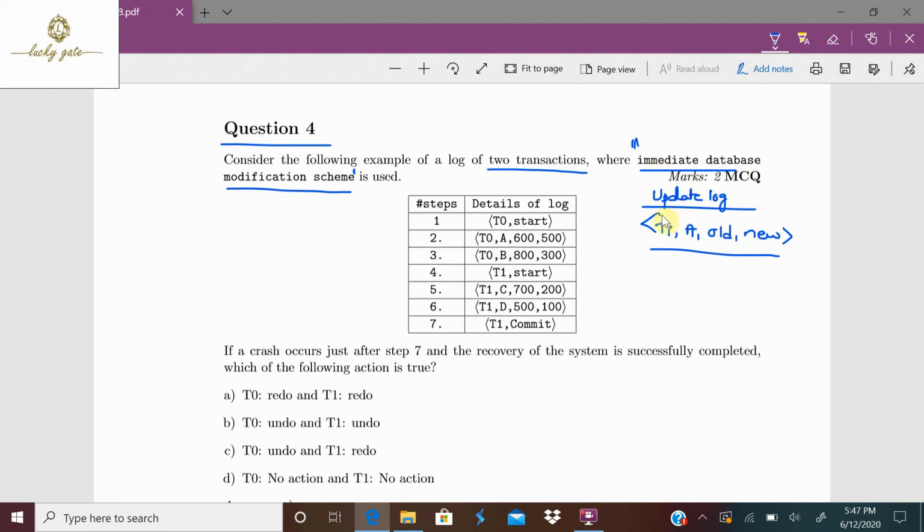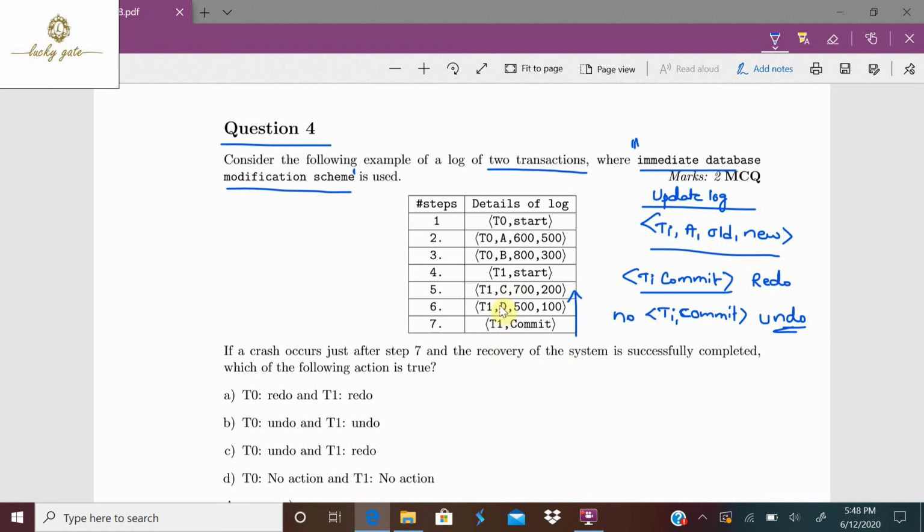And in the immediate database modification scheme, it requires a recovery process. In the recovery process, while scanning the log backwards, if it finds a log Ti commit, that transaction is to be put into the redo list. Suppose there is no Ti commit, only the Ti start log is there. Because no commit means the transaction is not committed, whatever updates are done to the disk need to be undone. So it will be put into the undo list.